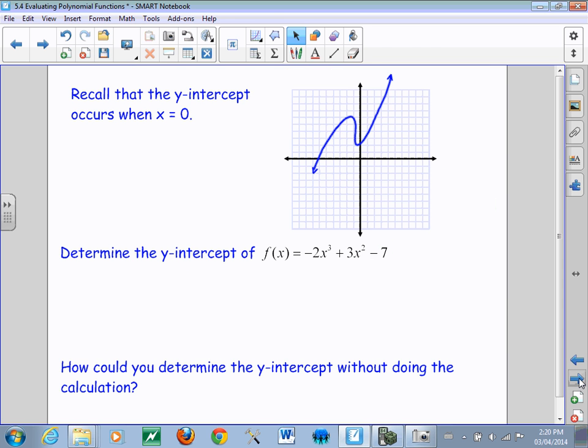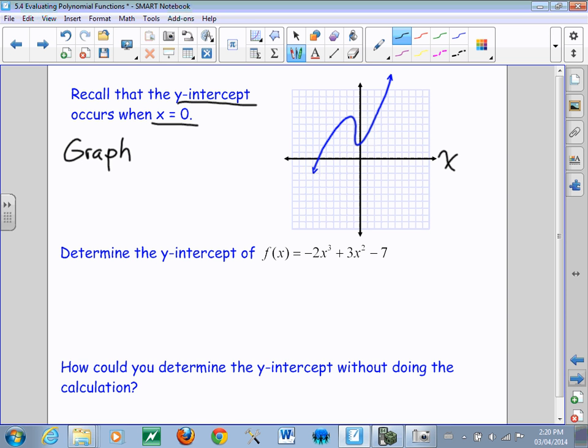Now we're going to take a look at what we call y-intercepts. The y-intercept occurs when x equals 0. On a graph, it's where the line or the curve crosses the y-axis. Remember, this is your x, this is your y. So in this graph, when x equals 0, y equals 2. Therefore, the y-intercept is 2. Or you could just say y equals 2 would be fine.